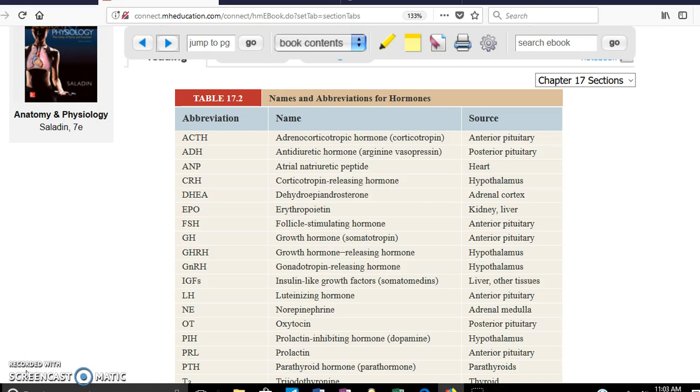Next, we have this table that I'm not sure why is there, because you will learn the names of all the hormones little by little by studying this chapter. So we're just going to skip this piece until we cover all these hormones in detail.